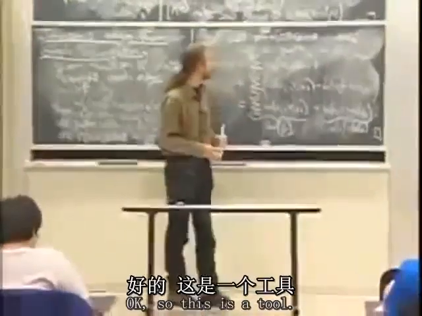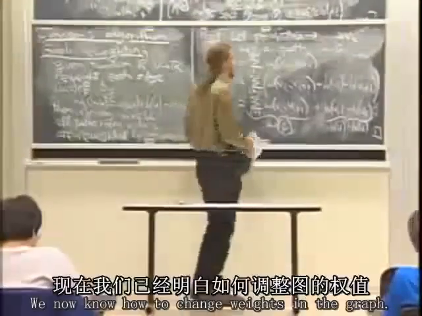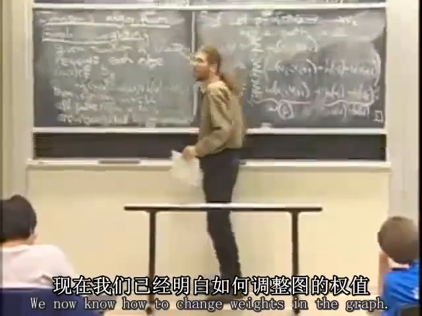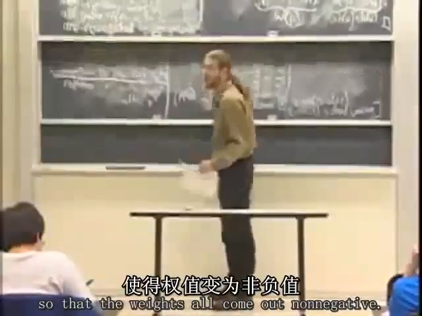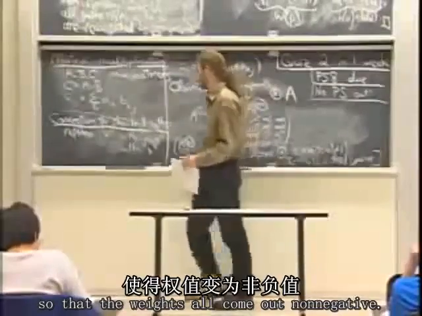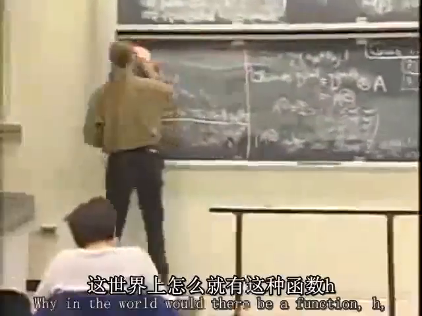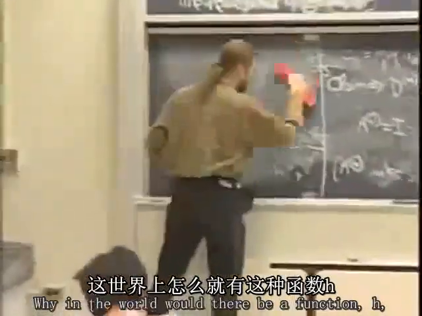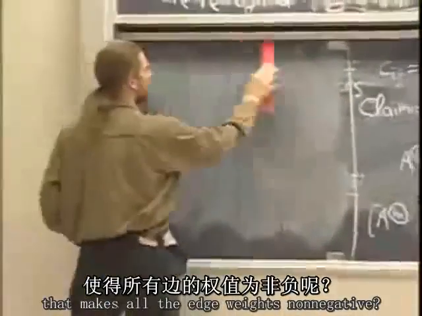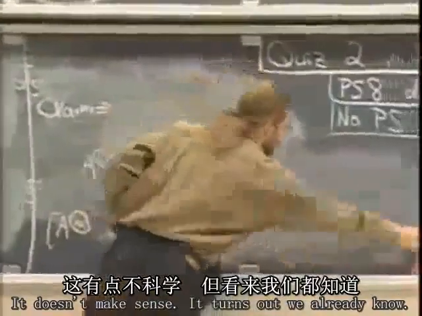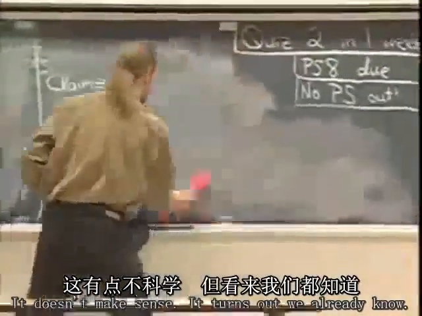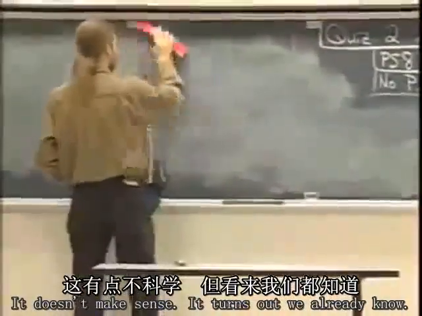Okay. So this is a tool. We now know how to change weights in the graph. But what we really want is to change weights in the graph so that the weights all come out non-negative. Okay, how do we do that? Why in the world would there be a function h that makes all the edge weights non-negative? Doesn't make sense. Turns out we already know.